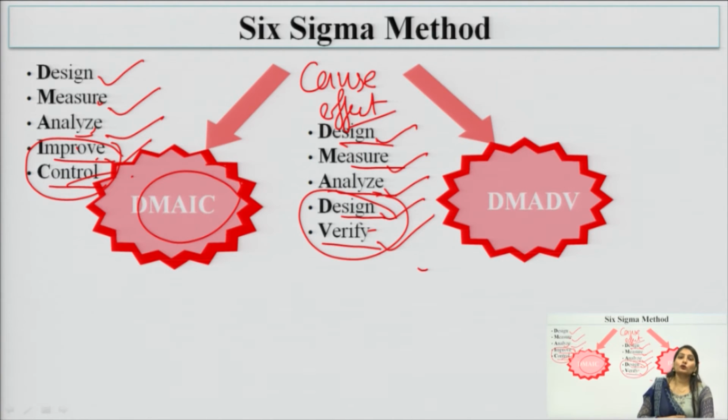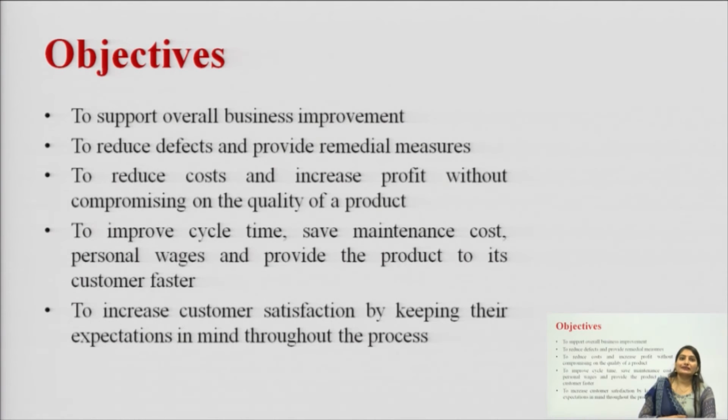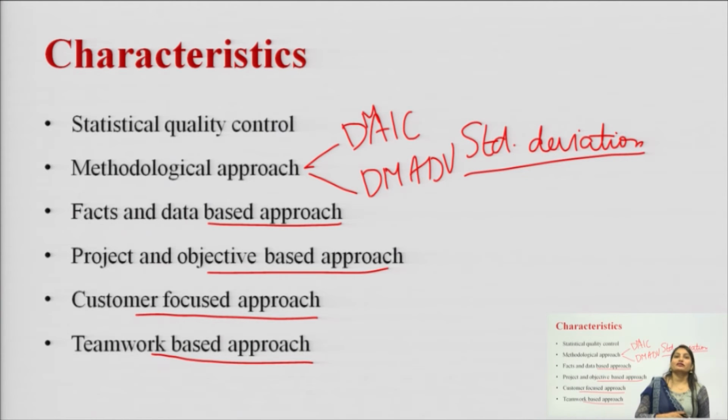Okay. So, these are the two methodological approaches, and this is the second characteristic of the Six Sigma concept. Next is the facts and data based approach. See, the Six Sigma concept is a facts and data based approach, meaning it is on a scientific basis. In this scientific data is used. Okay. And it will use certain statistical software and statistical tools to identify the problem, to correct that problem, to eliminate the deviations and to prevent the deviations in the process.